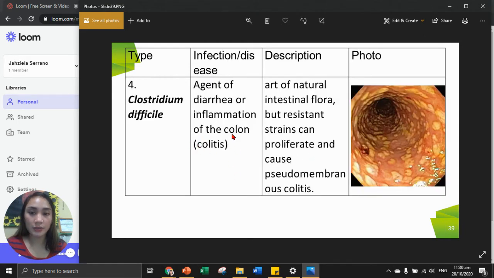Next we have Clostridium difficile. It is an agent of diarrhea or inflammation of the colon, so colitis. This is an example, inside the colon. Our Clostridium difficile is a natural part of the intestinal flora, but resistant strains can proliferate and cause pseudomembranous colitis, no? So that's what happens, and it becomes inflamed. You can see that, no?